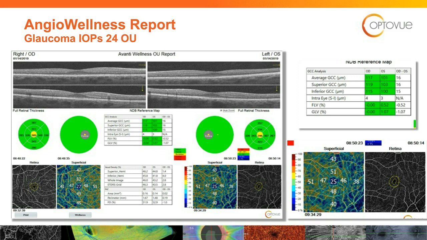Here's a patient that came in just for a regular exam. The IOPs were 24. They opted to get the angio wellness. The B scans look good. The GCC looks good. But if you look at the vessel density, which are in percentages, let's look at the right eye first. And if you just look at the numbers where it says 47, 52, I'm looking at the right eye just going from top to bottom. I'm not going to do nasal and temporal.